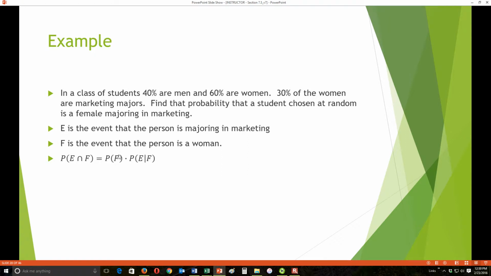We know the probability that the person is a woman is 60%. We also know that 30% of the women are marketing majors. Therefore, if I choose a woman, there's a 30% chance that she will be a marketing major. So 0.6 times 0.3 is 0.18. So if I simply choose one person at random, there's an 18% chance I will choose a female marketing major.